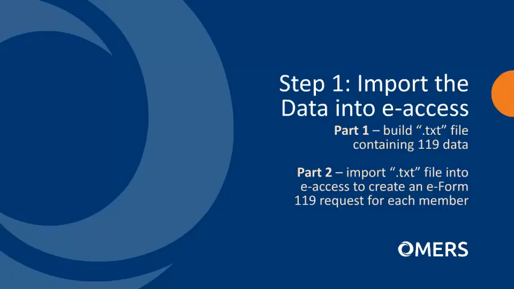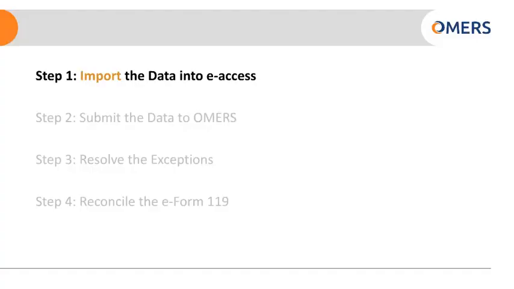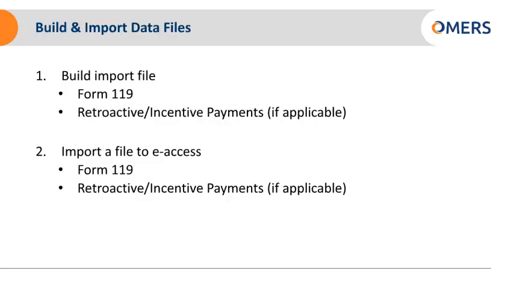Step 1. Import the data into eAccess. The first step of the 119 process is to import the data from your system into eAccess. Step 1 of the eForm 119 process can be broken down into two substeps. Firstly, you must build the import file, which includes the eForm 119 data. Once the file has successfully been built, you will then proceed to import the data into eAccess.